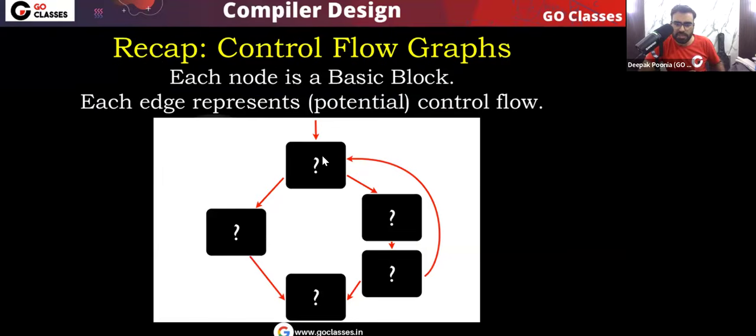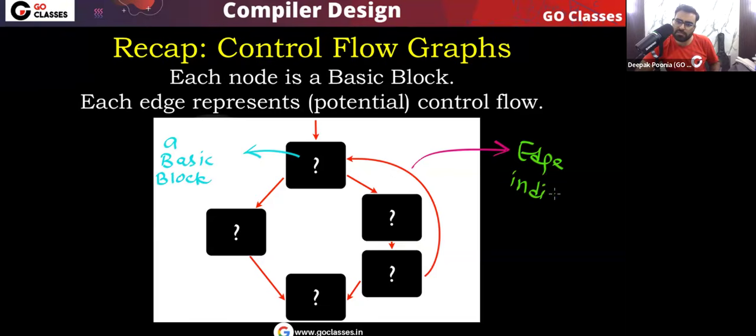So here you can notice that, for example, this is a node. So this is basically a basic block. We already know that in the control flow graph, the nodes, the vertices, these are basically the basic blocks. So this is a basic block, and you can notice this edge. This edge will indicate the possible flow of control. Yes or no? So remember, this edge indicates possible flow of control, possible control flow.